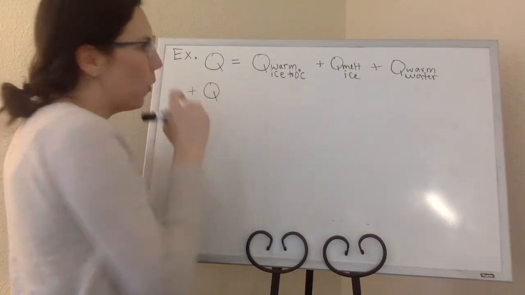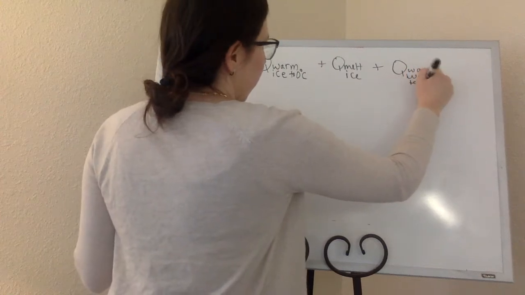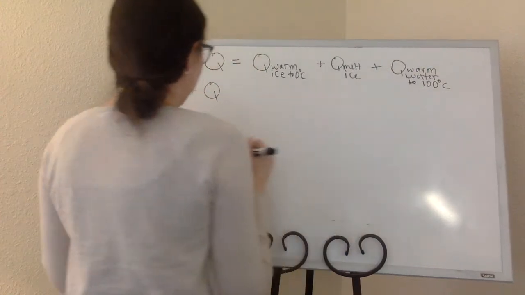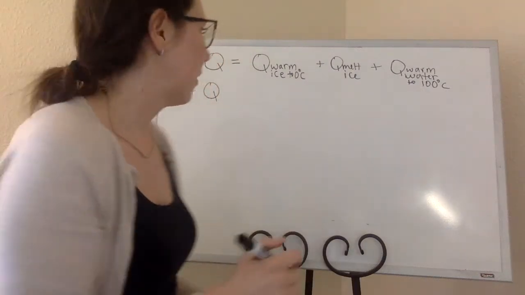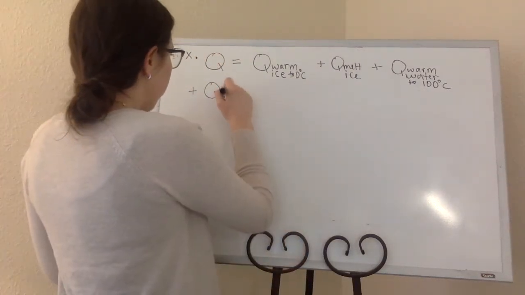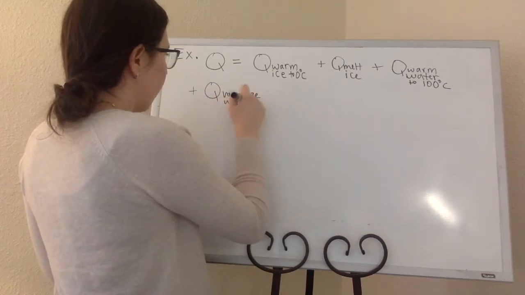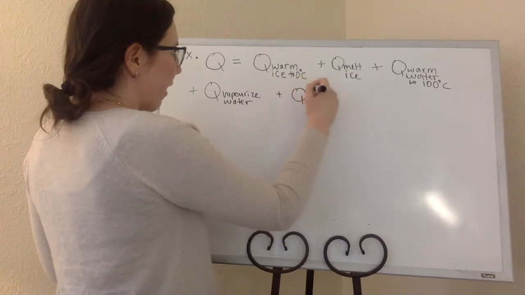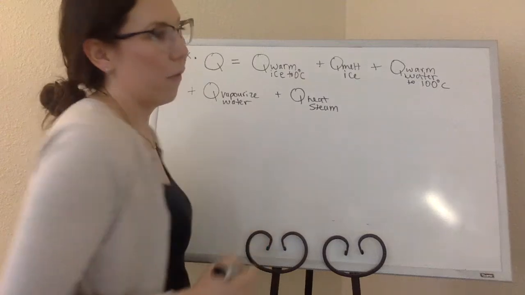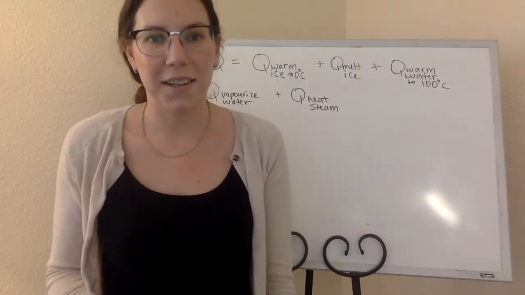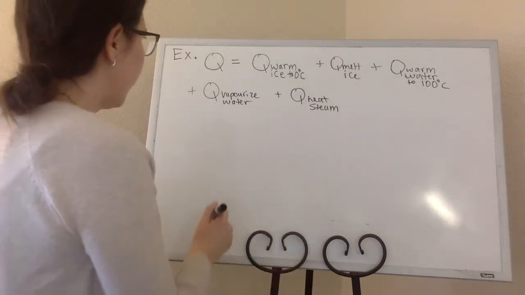And then it will warm up until it gets to 100 degrees. So to 100 degrees using some long subscripts here. And when it's at that boiling point, then we'll have the vaporization. So plus Q vaporize the water. And then lastly, we can finally heat that vapor or the steam up to the final temperature of 120 degrees. So let's go through and make sure that we get all the terms correct here.